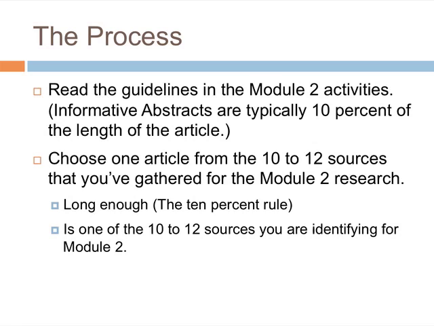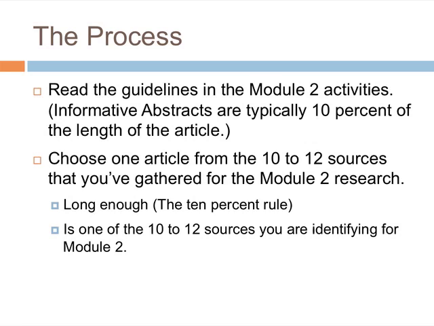So don't pick an article that's 500 pages. The informative abstract for that is going to be too burdensome for the time frame that you have to work with in this class. Now, for the assignment, you're going to choose one article from the 10 to 12 sources that you've gathered for your research in Module 2, and that one article will be the one you write the informative abstract on. Now, make sure it's long enough and follow the 10% rule that I've just described there, and make sure that it's one of the 10 to 12 sources you're identifying for Module 2.